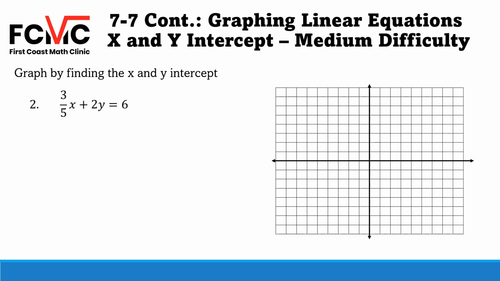So for our second example, we've got a fraction as a coefficient. So 3 over 5x plus 2y equals 6. So we're going to solve this the same way. Again, we notice that x and y are on the same side. Our equation is in standard form, so we want to find our x and y intercepts. So let's find our x-intercept. Let's substitute 0 in for y.